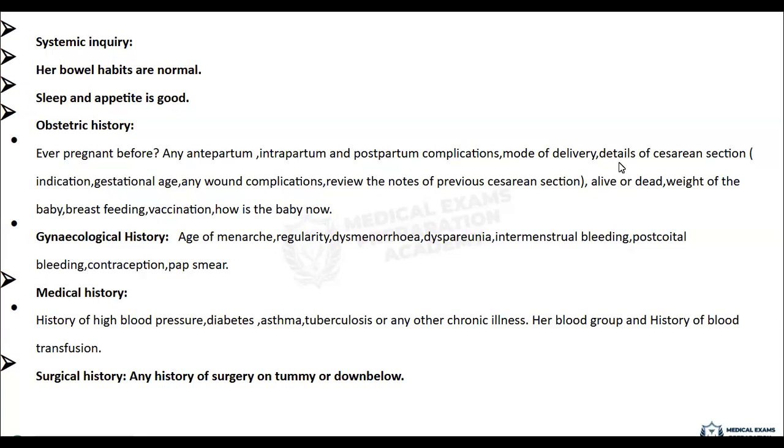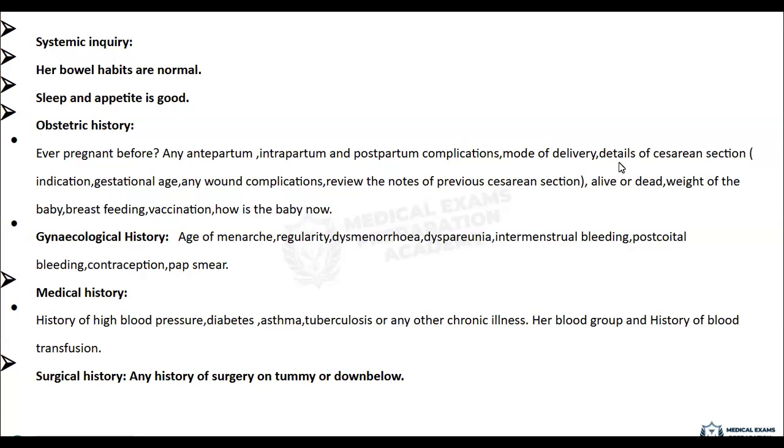Okay, so this is the detailed obstetrical history you will ask from every obstetrical patient. Then after the obstetrical history, you will ask about the gynecological history: what was the age of menarche, regularity of the cycle, any history of painful periods, painful coitus, any history of intermenstrual bleeding, postcoital bleeding, has she ever used contraception, and has her pap smear been taken or not.